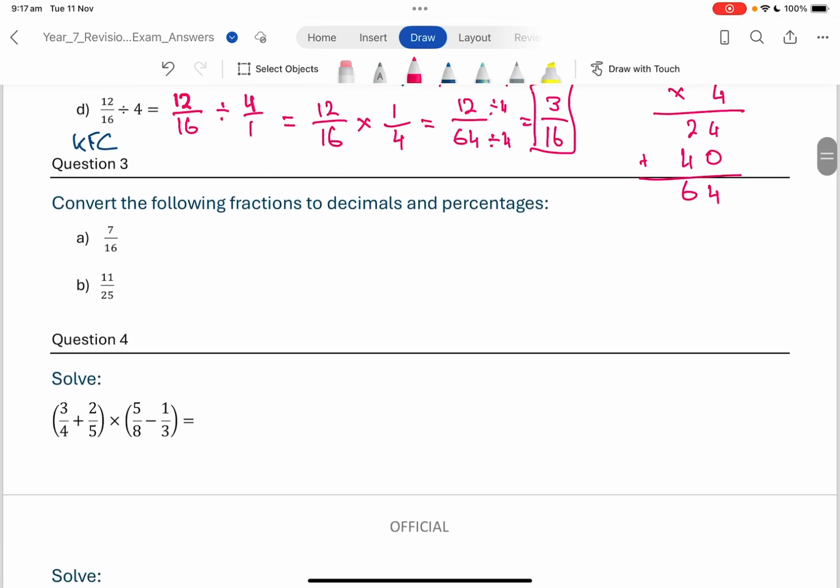Question 3, we're asked to convert the following fractions to decimals and percentages. All right, we'll actually start with part B here, because it's a little bit easier. We can definitely do this one without the calculator. So we've got 11 over 25.